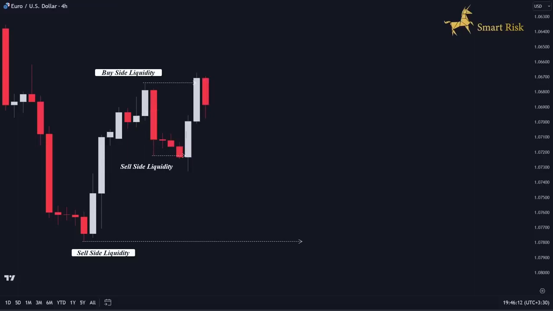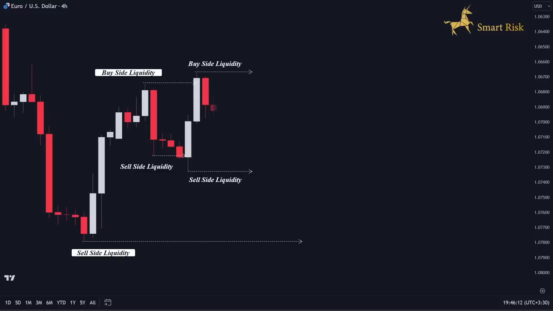In the following, we see that price takes out the most recent sell-side liquidity. As the recent sell-side liquidity is swept, it now moves to this swing low, because here we have a low with a higher low on each side of it. Similarly, price swept the buy-side liquidity above the swing high, and now we have a high with a lower high on both sides of it. This represents another buy-side liquidity over there.